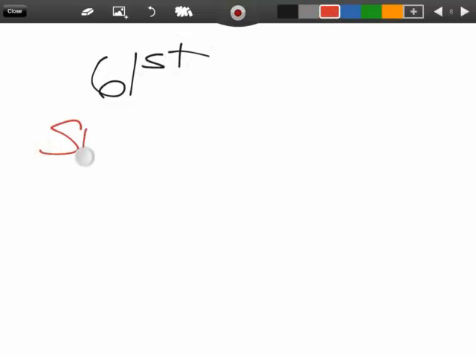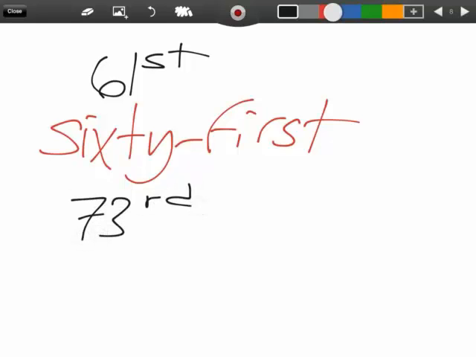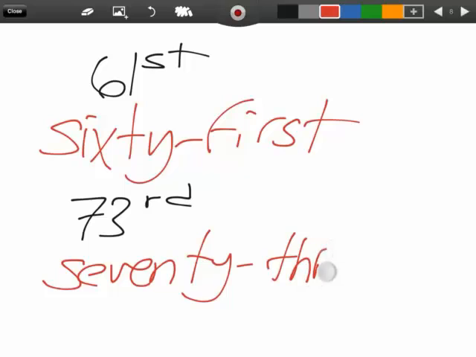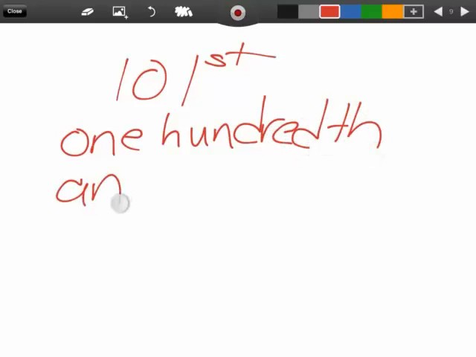If I wanted to say 61st, I would say 60 1st. If I wanted to say 73rd, I would write it out like this, 73rd. Let's say I wanted to write 101st, I would say 100th, and first.